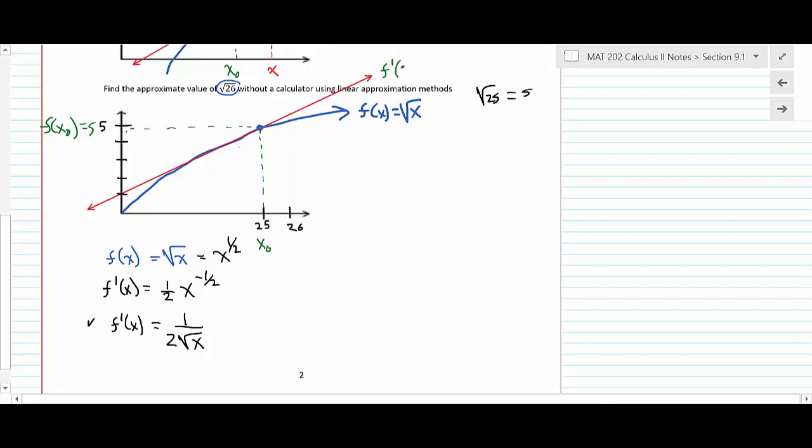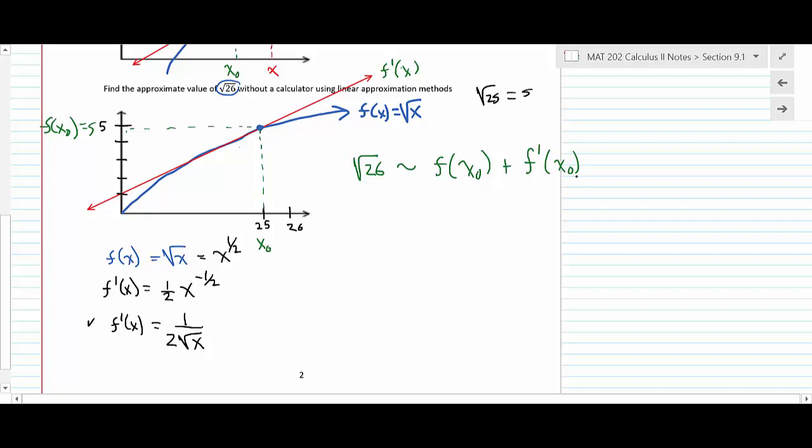Okay, so here's what happens on this. To get an approximate value, when we approximate the square root of 26, we're going to do these two things. We're going to do f of x naught, which is the square root of 25, and then we're going to add to that the derivative f prime of x naught also like that.